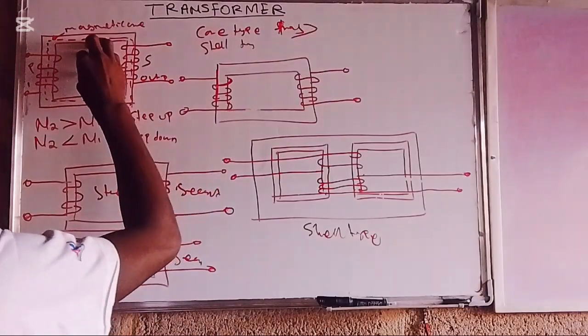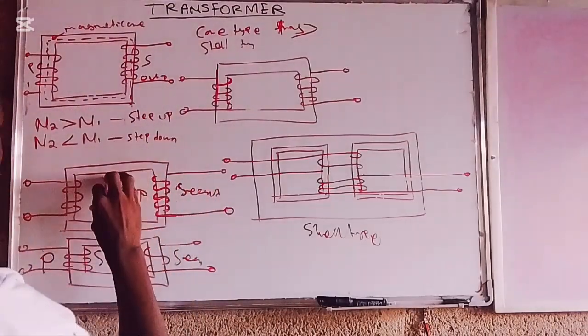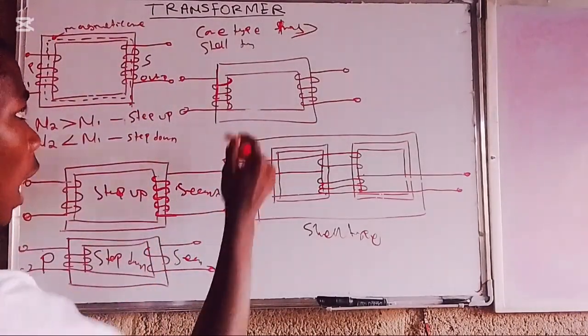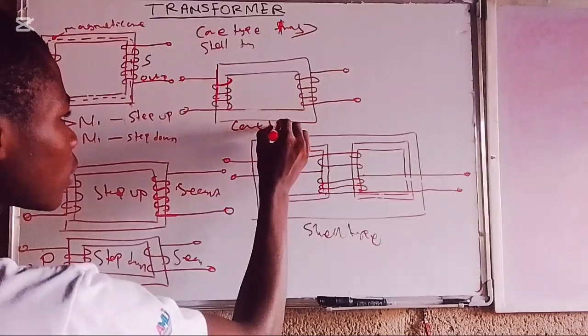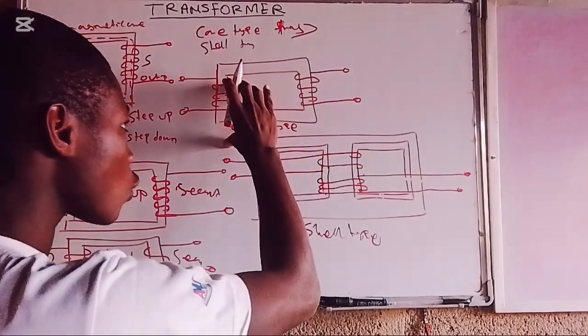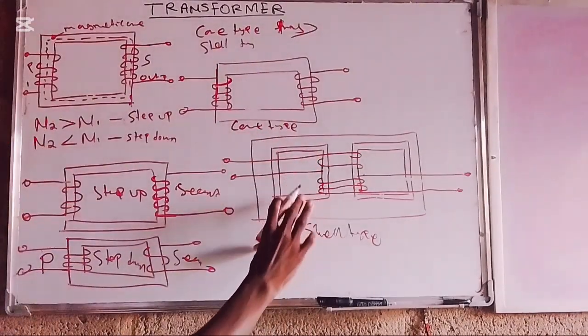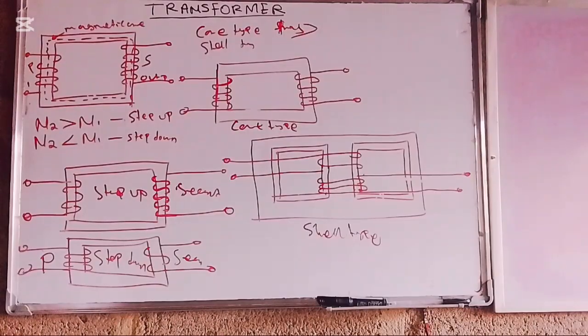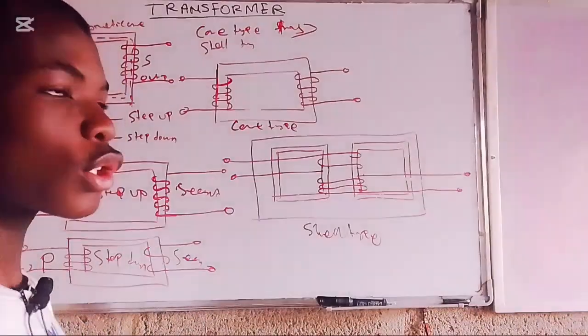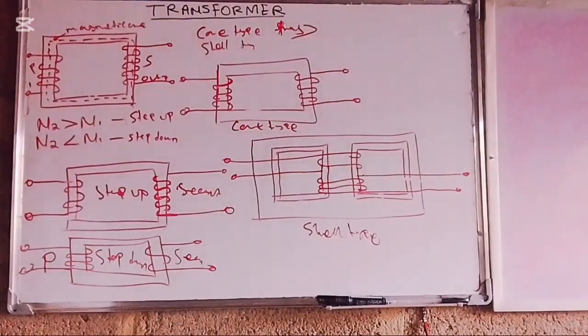We have the transformer circuit, step up and step down transformer, and we have the core type transformer. This is the core type transformer, and this is the shell type transformer. So the next thing that we're going to do, we have to see some important formulas of the transformer.